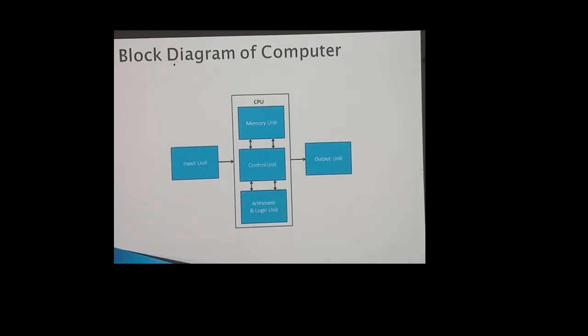On the second page we will see the block diagram of a computer. In front of you, what are you seeing? On the left hand side the input unit, on the right hand side the output unit, and in the middle the CPU, the machine of the system. Using the input unit or input devices, the user can give input to the machine. After giving the input, it is processed internally in the CPU. The CPU is a collection of the memory unit, control unit and arithmetic logical unit.